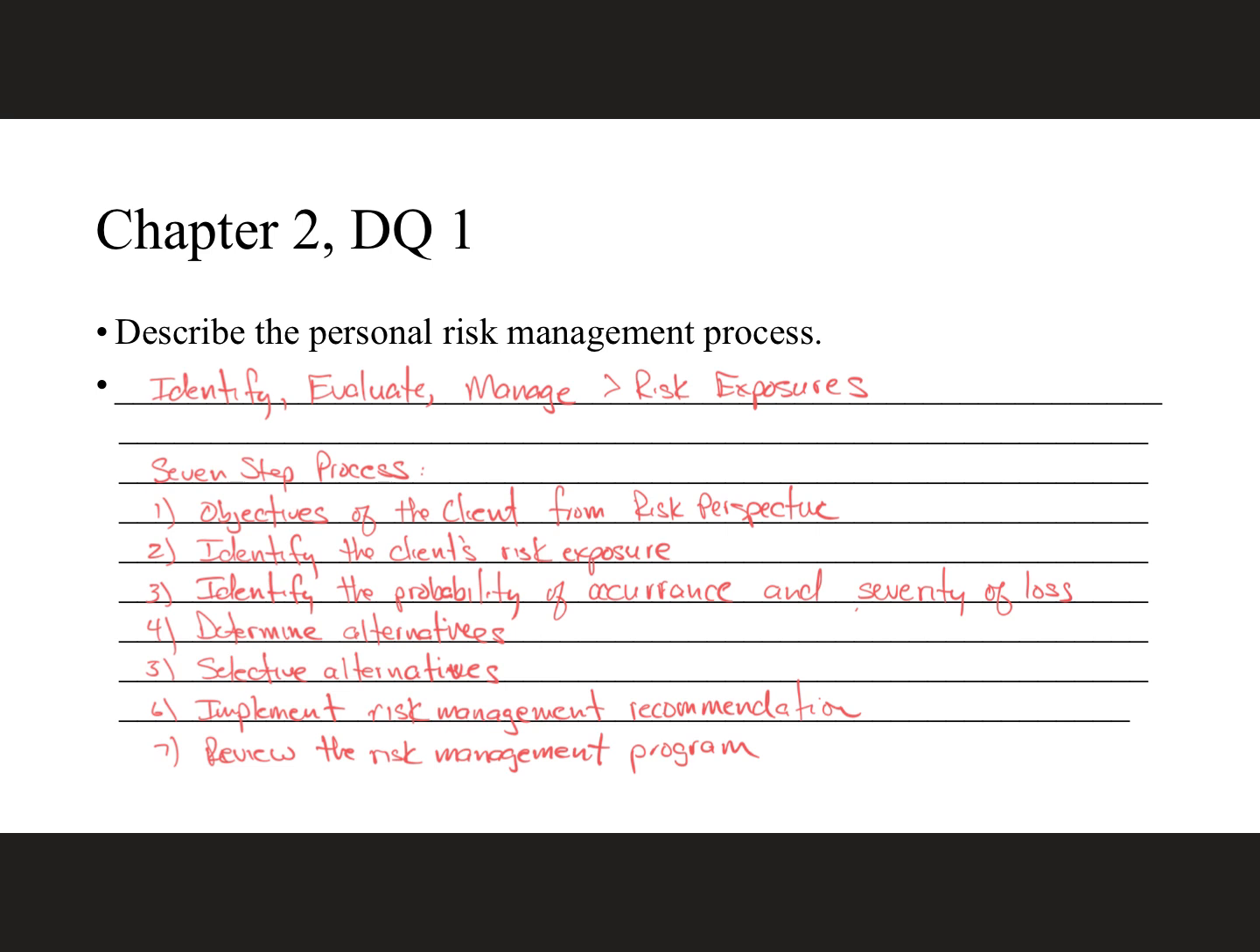Okay, so just kind of recapping on this, we want to describe the personal risk management process. The idea behind all of this is we want to identify, evaluate, and manage the risk exposures for a client. And the 7-step process is that we want to look at the objectives of the client, again, from a risk perspective. What are they trying to accomplish? We want to identify the client's risk exposure. We want to identify the probability of occurrence and the severity of loss from these risks. We want to determine alternatives, select alternatives, implement the risk management recommendations, and then review this on an ongoing basis.